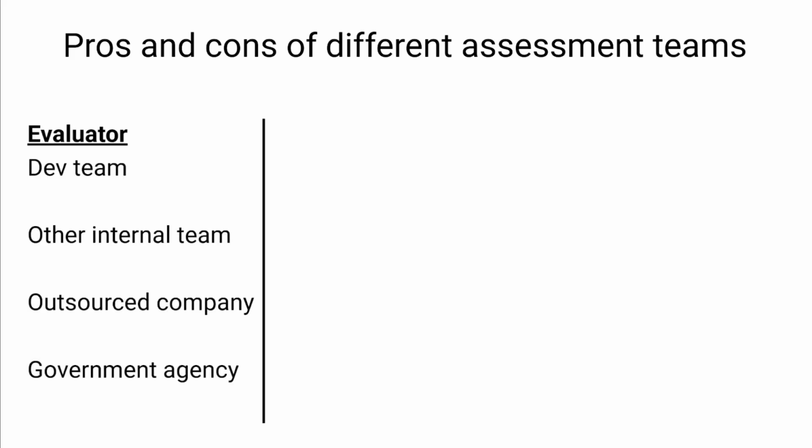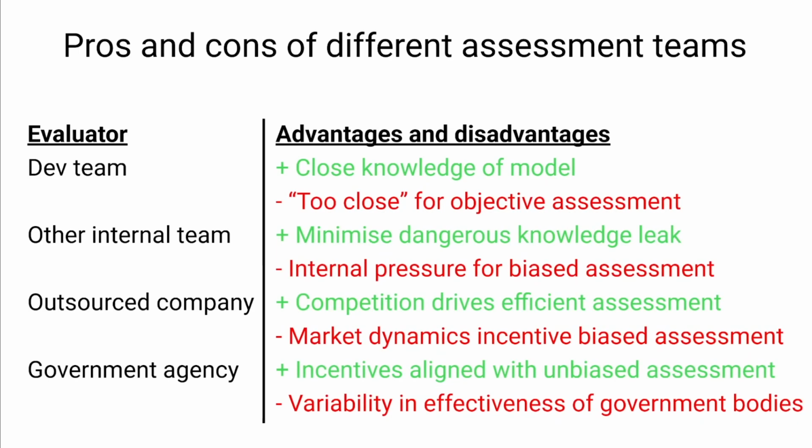So here are 4 different options for who could be doing the evaluation: a development team, an internal team, an outsourced company who's doing the work contractually for the AI company. So Anthropic or OpenAI hires some outsourced company to do the evaluations on its behalf, or a research institution. And finally, a government agency such as the UK AI Security Institute or other security institutes in other countries. And there's various advantages and disadvantages to these.